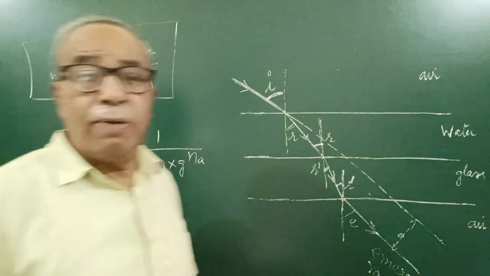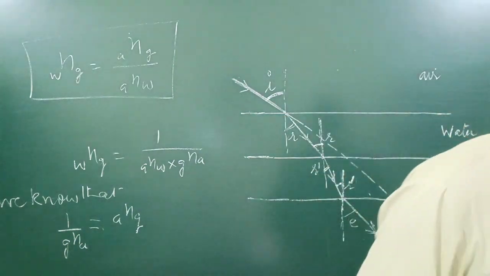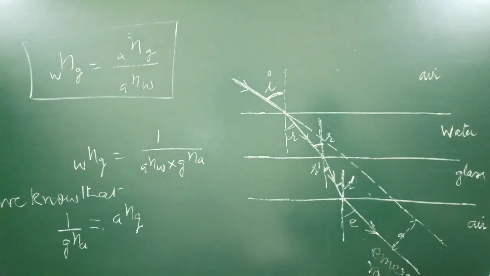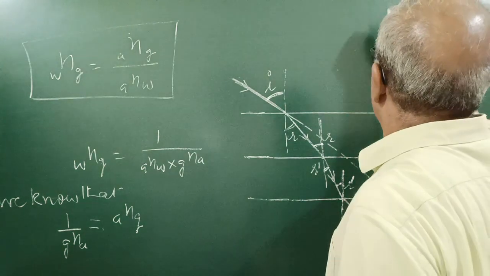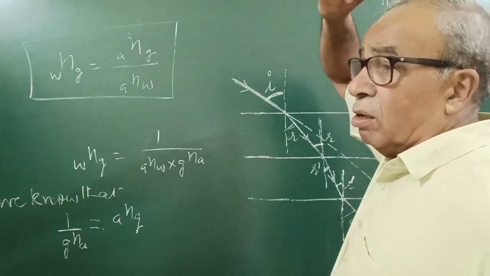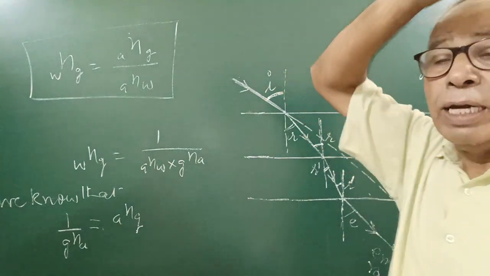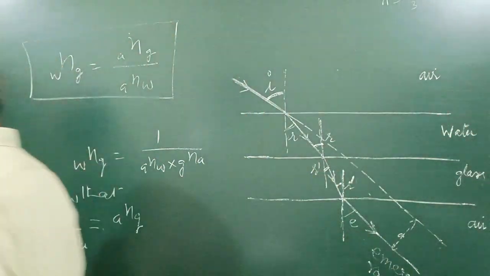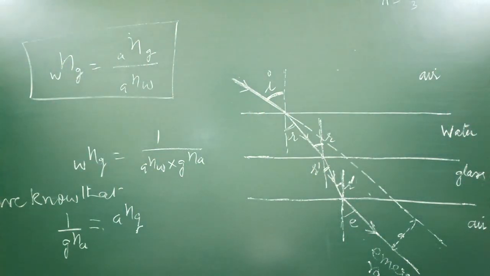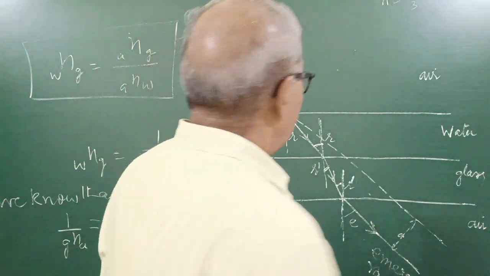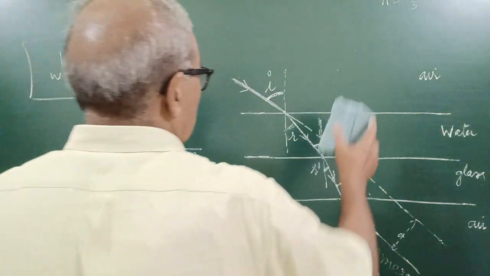Generally, we give the index of every transparent medium with respect to air. In the last video, I told that for water, n is equal to 4/3 with respect to air, assuming the index of air is 1. Air is also a transparent medium. Its index is not exactly 1. It is slightly more than 1, and varies from one color to another. I will tell you about that now.